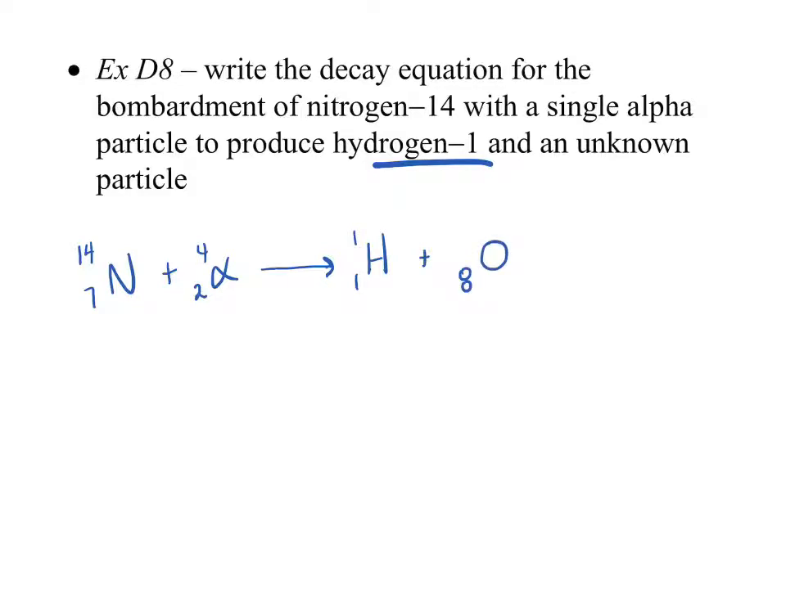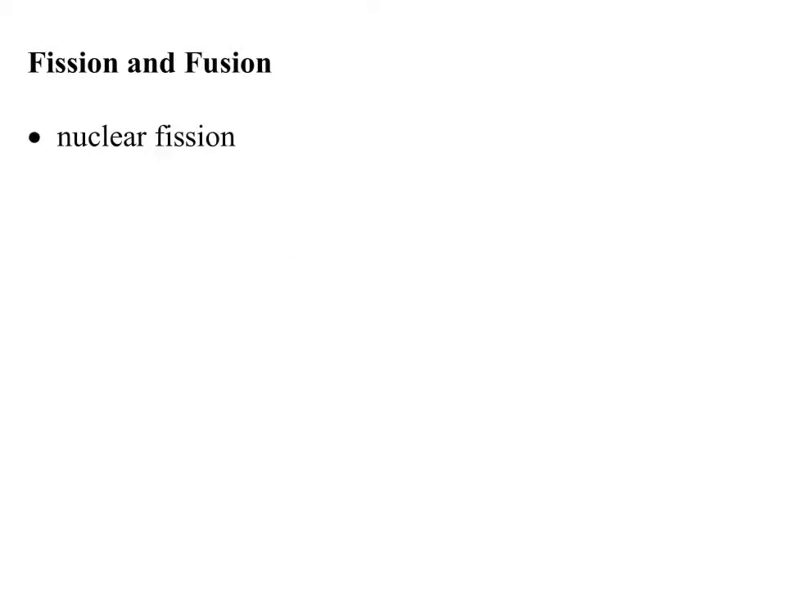Oh, that's oxygen. Okay. And then again, conservation of nucleons, so we have 14 plus 4 on this side, that's 18, so 1 plus 17 will be 18. So we're creating oxygen 17 in this situation, okay? So that is one way to artificially create a new element. Obviously, here, oxygen isn't a new element, but that's just an example for you.